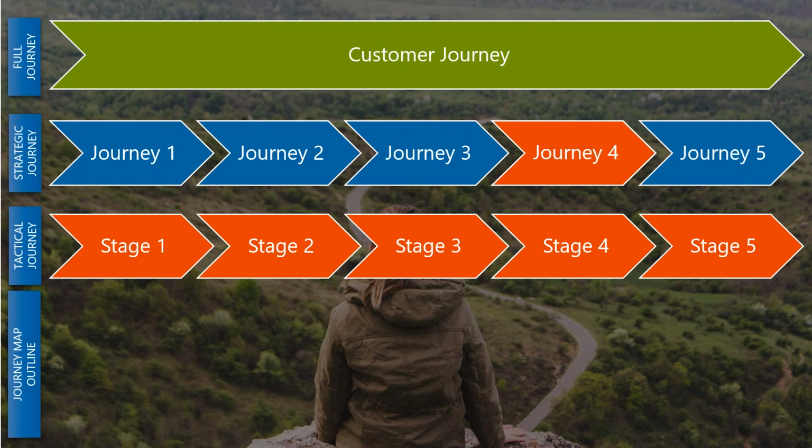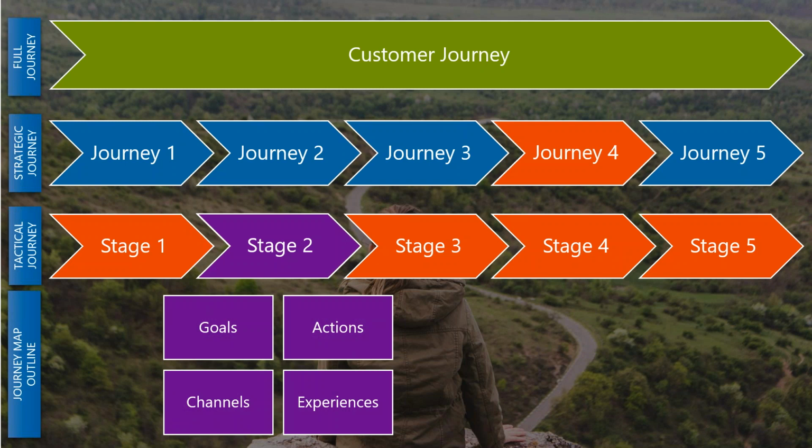Now, whatever level of journey you're building out, you then need to start thinking about what is the outline for my journey map. There are really four things you want to do as you map out that journey map. For every phase of that journey you're mapping out, you want the goals of that phase, your goals and the customer's goals. You want the actions that are being taken in that phase.